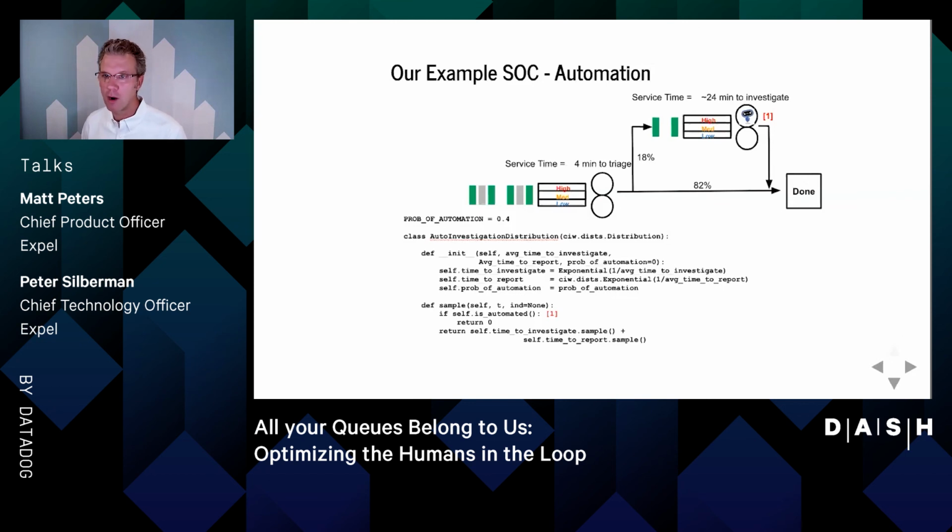The way that we're going to simulate this in Q is we're actually going to change our service distribution for our investigation node. And we do that by creating this auto investigation distribution. Again, inheriting from the standard Q distribution. And what we've done is we parameterized one more thing, which is the probability that the work is automated.